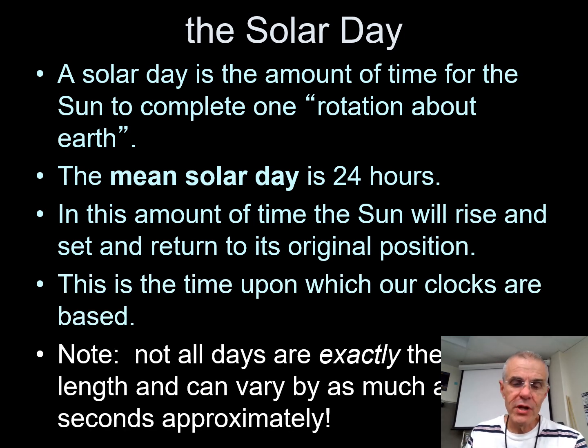Now, you might have noticed the word mean. Mean solar day is kind of a technicality. It turns out that the time for the sun to do its thing changes a little bit from day to day. So it can vary a little bit throughout the year, but on average, it's 24 hours, and it's always very close to 24 hours. That's kind of a technical thing. We can talk more about that some other time.